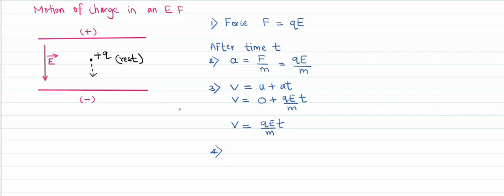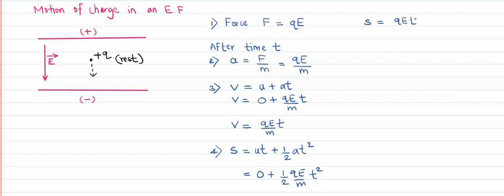Fourth, the distance traveled by the charge in time t is given by s is equal to ut plus half at square. The initial velocity is 0, so this term is 0, and half a is QE by m into t square. So the distance traveled s is given by QE t square by 2m.